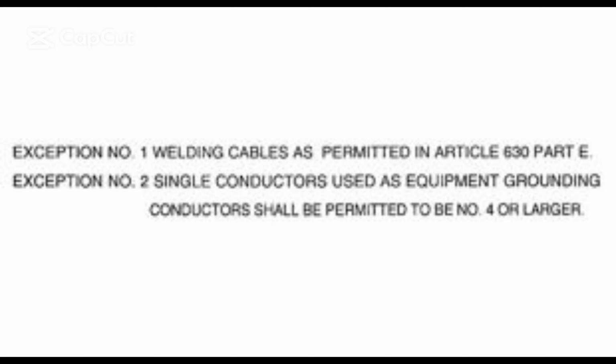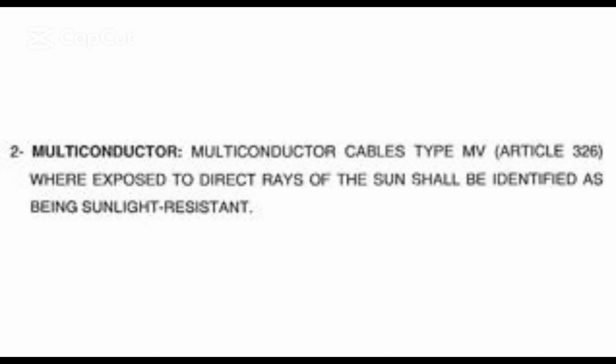Welding cables as permitted in Article 630 Part E. Exception 2. Single conductors used as equipment grounding conductors shall be permitted to be 4 or larger. 2. Multiconductor. Multiconductor cables type medium voltage in Article 326 where exposed to direct rays of the sun shall be identified as being sunlight resistant.